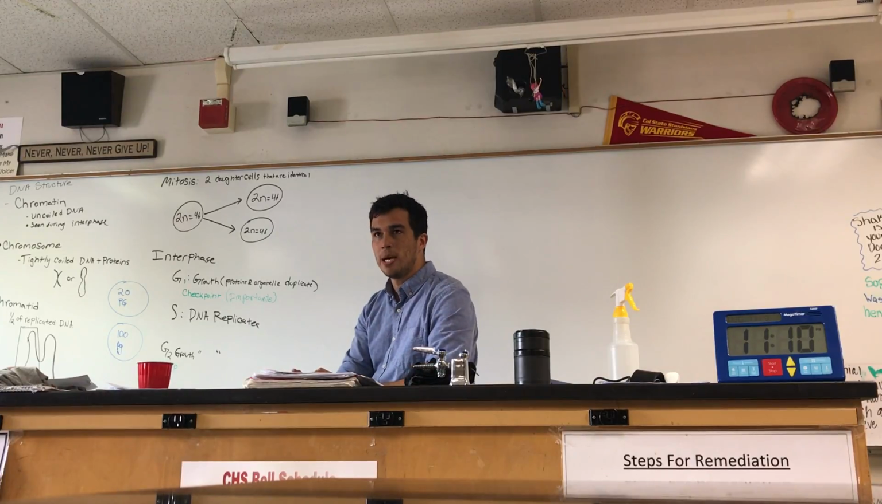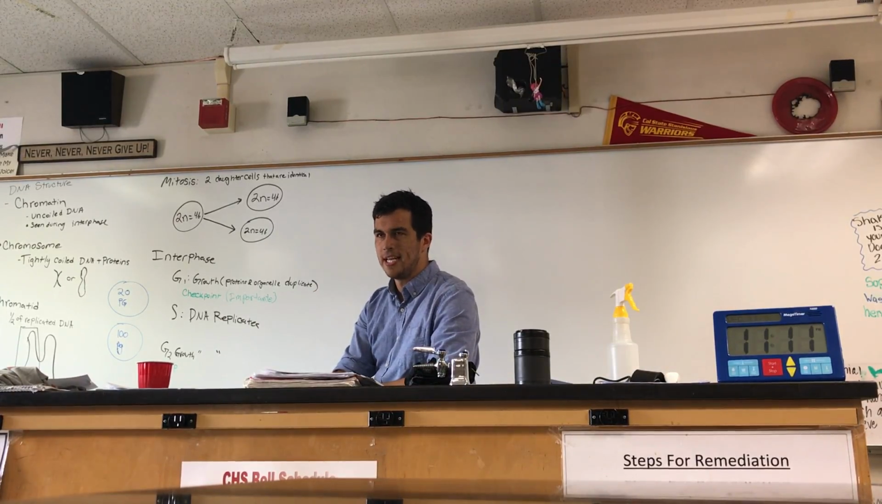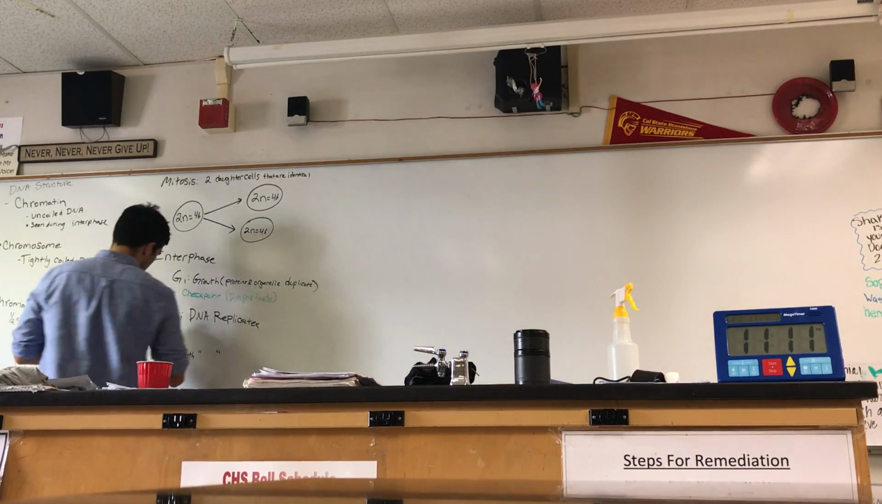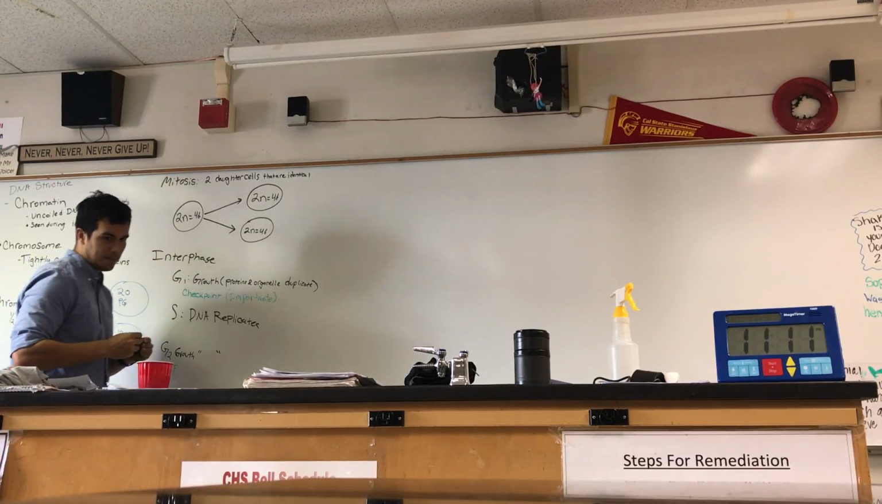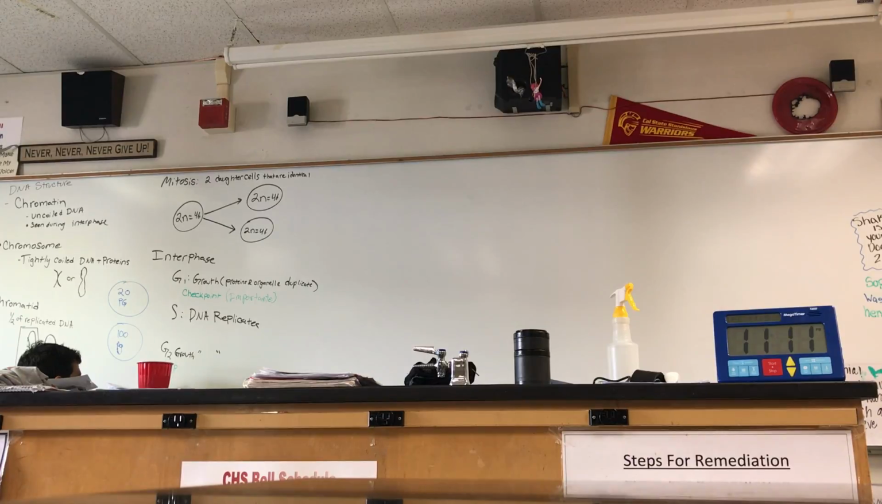If we were in these checkpoints and it notices that something is wrong, so it says, hey, something's not right here, I don't want you to keep dividing. Do you remember what it does to that cell, where it sends it? G0 phase. If things are messed up, it sends it to that G0 phase, which is going to be no division.